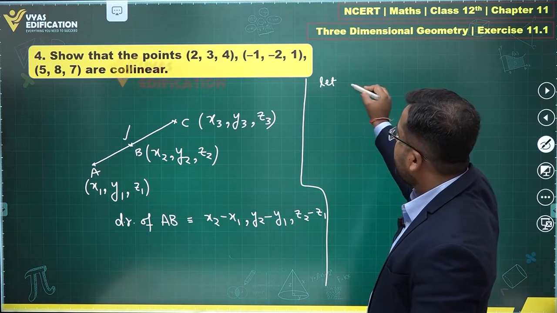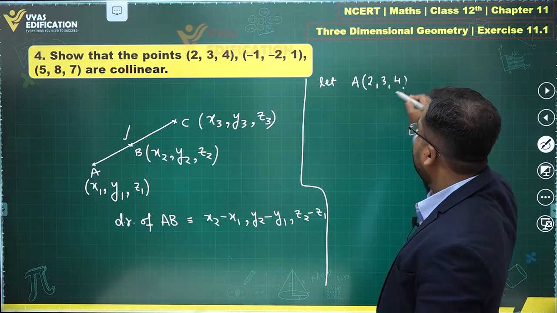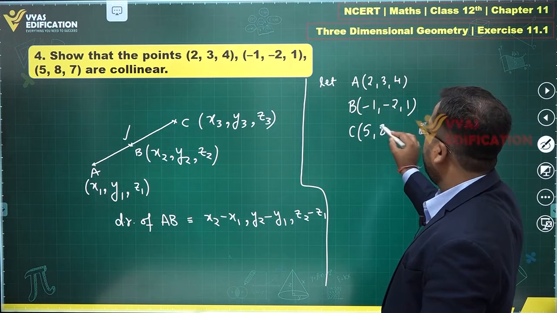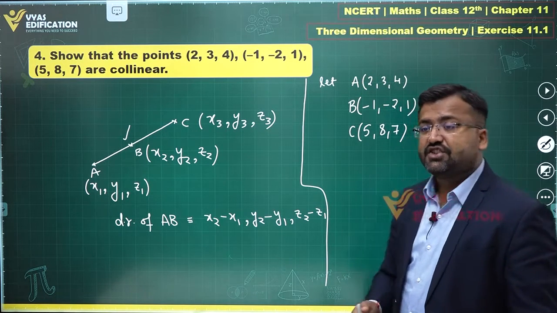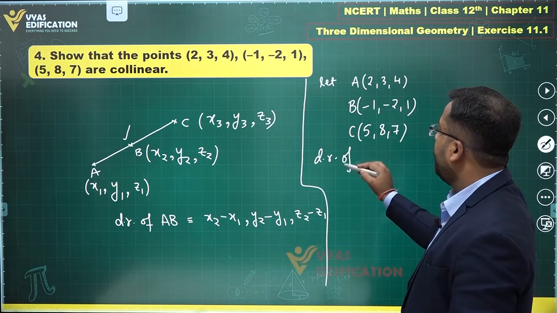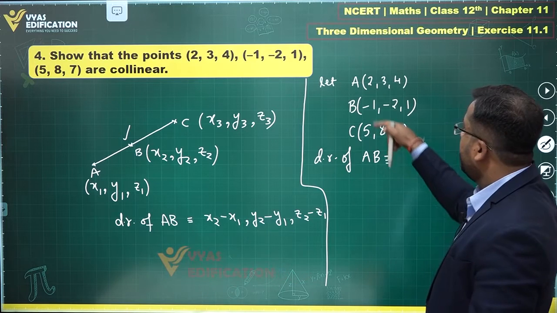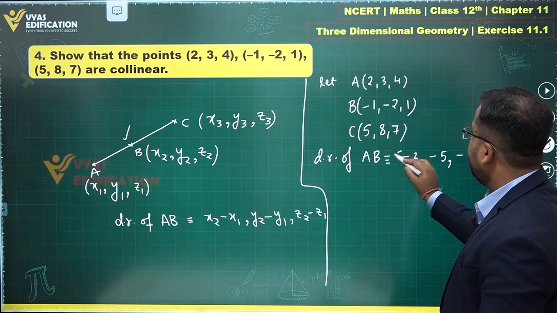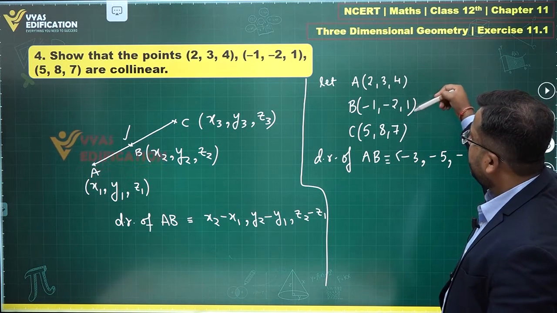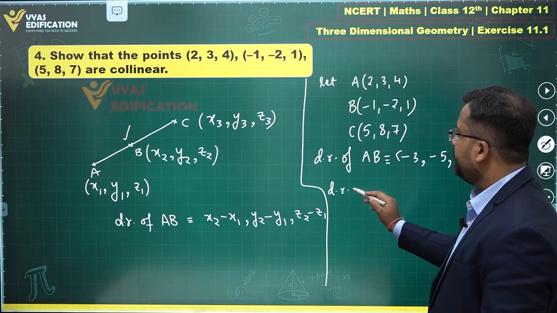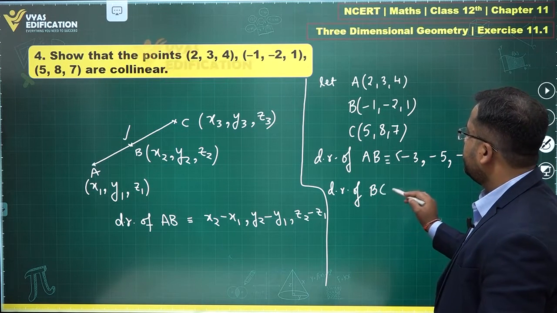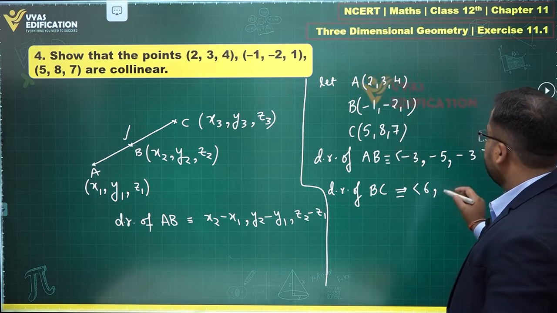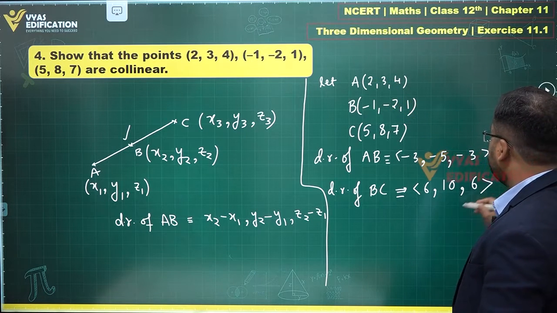Let the points be A (2, 3, 4), B (minus 1, minus 2, 1), C (5, 8, 7). And now let us find the direction ratios of AB. What is that? This is minus 3, minus 5, minus 3. Those will be the direction ratios of AB, x2 minus x1, y2 minus y1, z2 minus z1. What about direction ratios of BC? Can you please note that 5 plus 1 will be 6, 8 plus 2 will become 10, and 7 minus 1 will become 6. This is what you have.